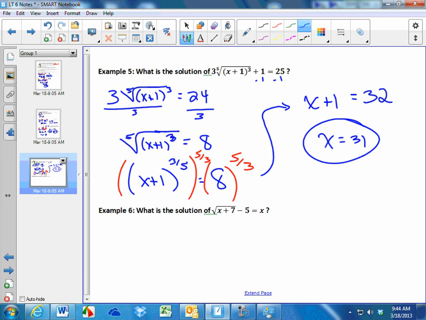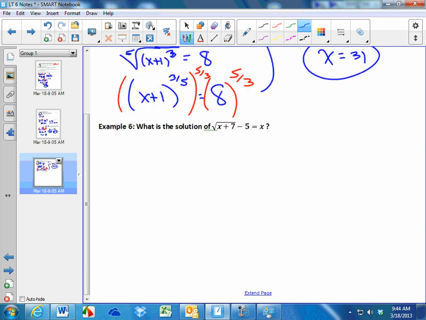The final example, example 6, has an extraneous solution. So when we do this next one and the last one, this is it, number 6, the final question. It will have an extraneous solution. So let's see what happens here. First step, what would you do? You're right, add the 5. Get the radical by itself, so add the 5.